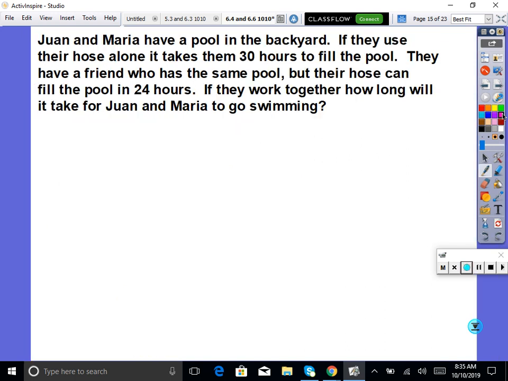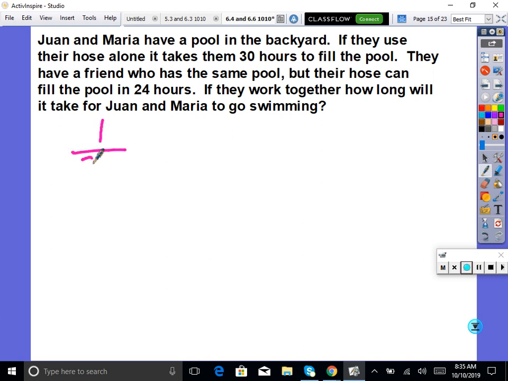So let's practice one more like that to make sure that we're good. Let's read it. Juan and Maria have a pool in the backyard. If they use their hose alone, it takes them 30 hours to fill the pool. They have a friend who has the same pool, but their hose can fill the pool in 24 hours, so their friend has a better hose. If they work together, how long will it take for Juan and Maria to go swimming? So I just told you you'd set it up the same way. What would be our true statement?